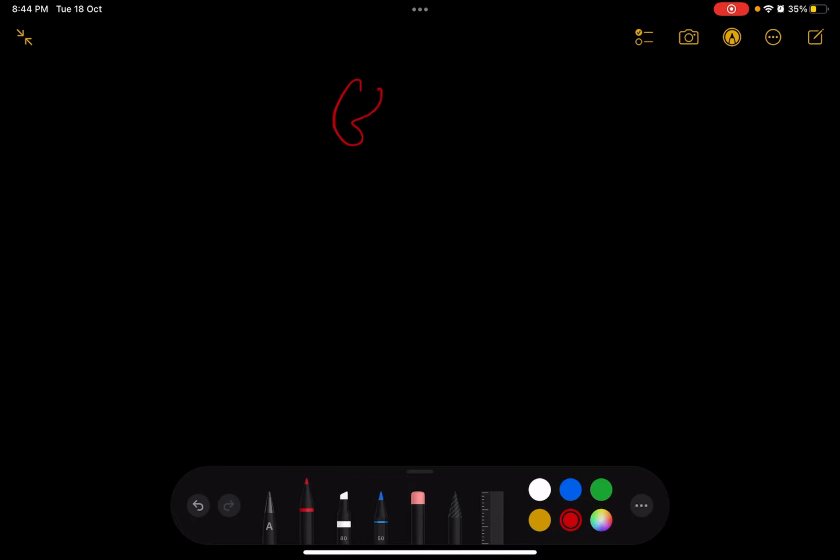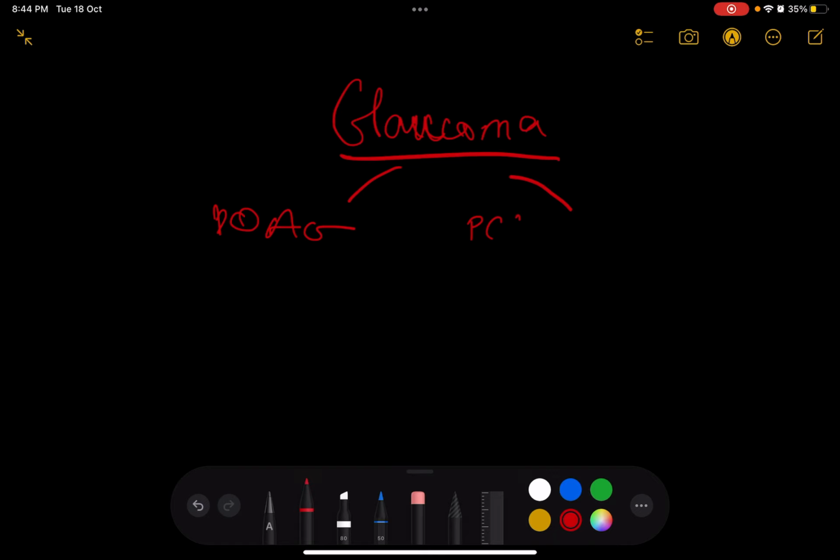Hi, so today's lecture is about glaucoma, and I'll do less of writing and more of talking in this particular module. See, glaucoma can be divided into primary open angle glaucoma, primary close angle glaucoma, and secondary glaucoma. And then secondary glaucoma can be divided again into secondary open angle glaucoma or secondary close angle glaucoma.